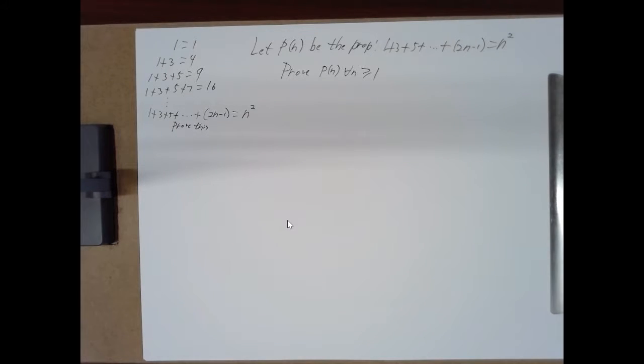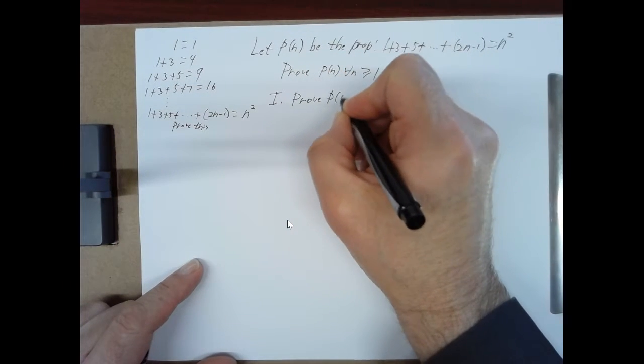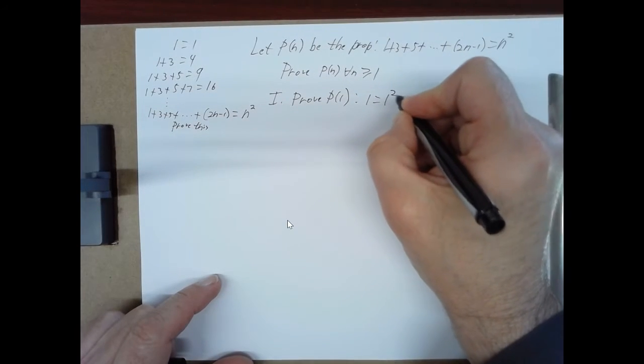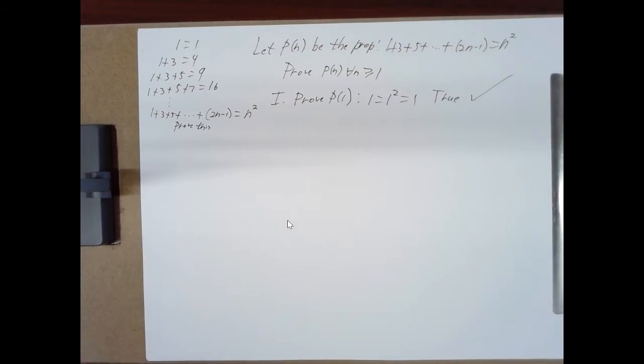All right, so what's our next step? Prove P of 1. So step 1, prove P of 1. All right, what does P of 1 say? 1 equals 1 squared equals 1, and that's true. So we're done with our base case. If you're working with a friend, you say, I'll do the base case, you can do the inductive step.